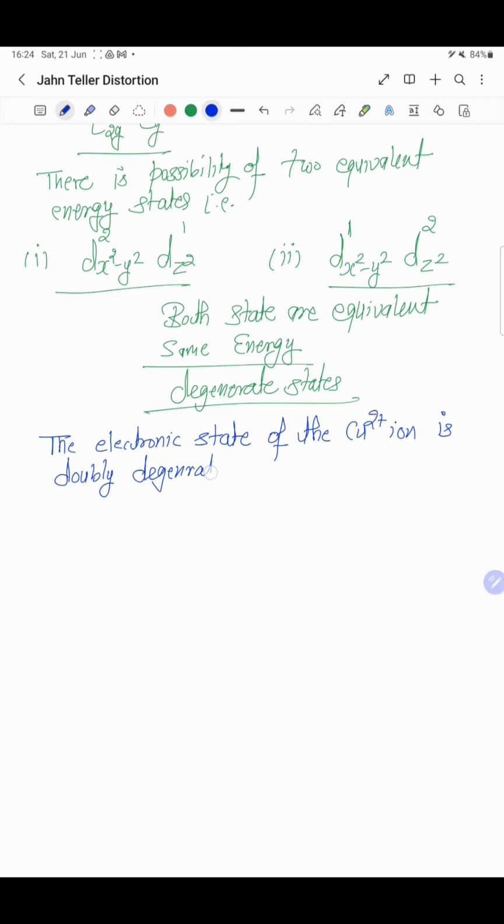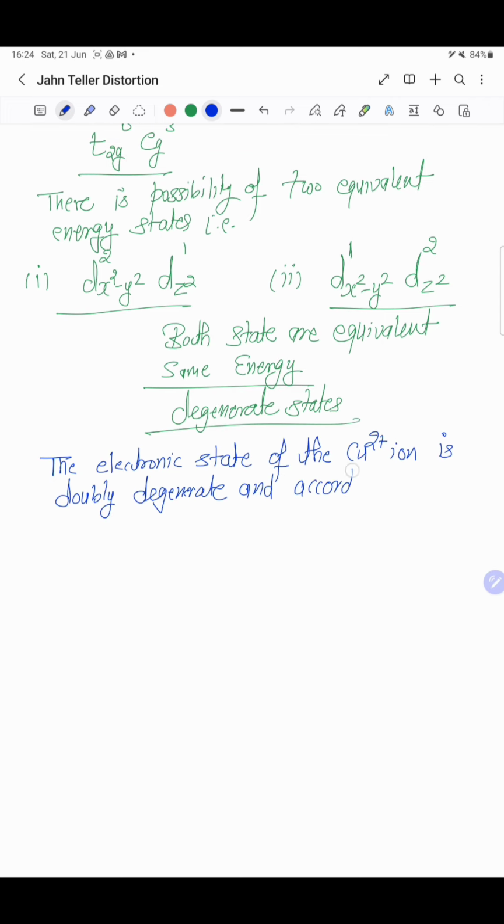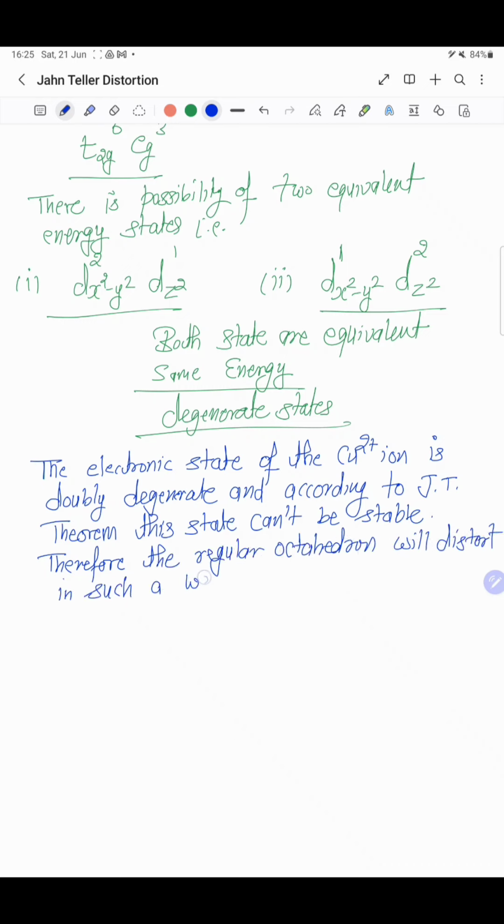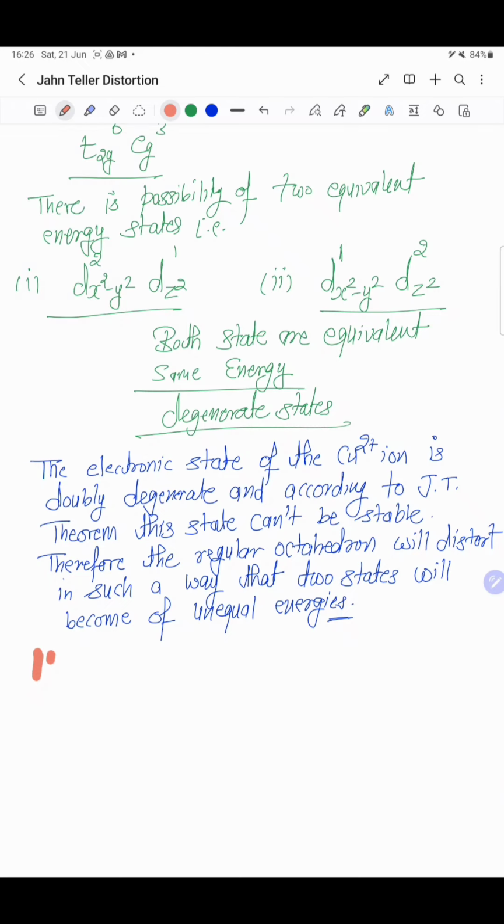These are degenerate states. The electronic state of the Cu2+ ion is doubly degenerate, and according to the Jahn-Teller theorem, this state can't be stable. This is not a stable state. Therefore, the regular octahedron will distort in such a way that the two states will become unequal energy states.